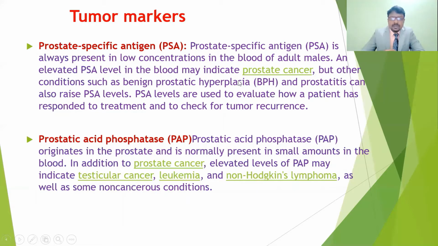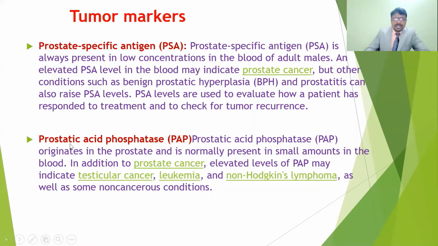These levels are used to evaluate how a patient has responded to treatment and to check for tumor recurrence. So not only for the assessment but also during the treatment of prostate cancer, we have to check the prostate specific antigen, because we have to know the progression with the treatment, with the medications, and also other treatment plans, and how this level of prostate specific antigen improves.